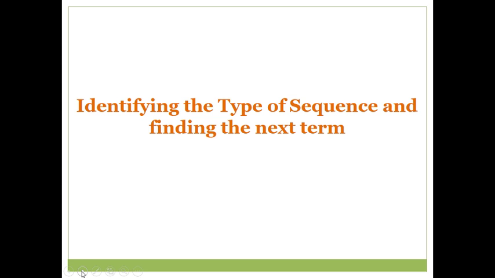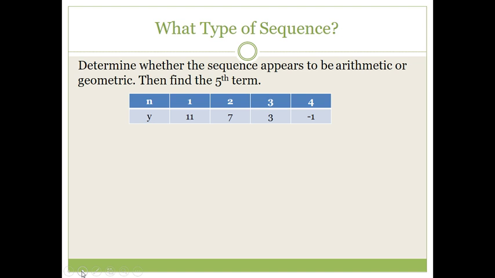So let's talk about the first type of problems that they have in your lesson. It's called identifying the type of sequence and finding the next term. So they might give you a table like this, and they say determine whether the sequence appears to be arithmetic or geometric, then find the next term. In this case, the next term is the fifth term. So I'm looking at this list, and I'm looking at the output y's. The very first thing that I always try to do when I'm looking at an ordered list of numbers is to see if it's arithmetic, meaning see if I can add or subtract the same number each time to get from one term to the next.